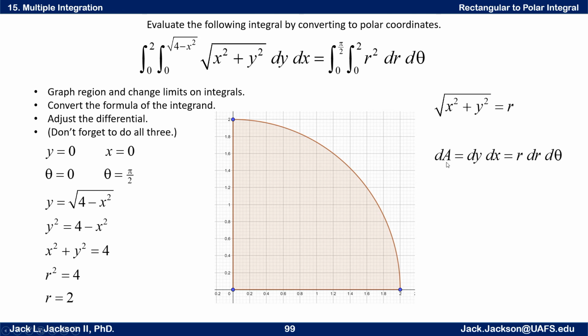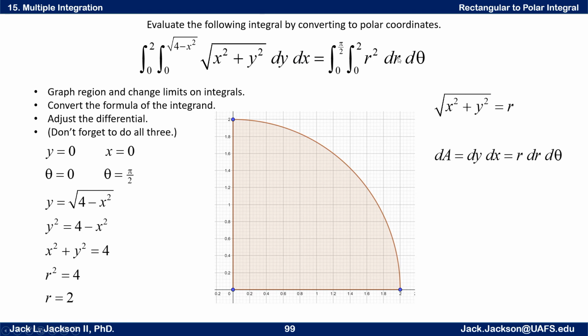And then you have to remember that dA is dy times dx, but it's r times dr d theta. So I replace the dy dx by an r dr d theta. This is replaced by r. The two r's multiply together to get the r squared here.